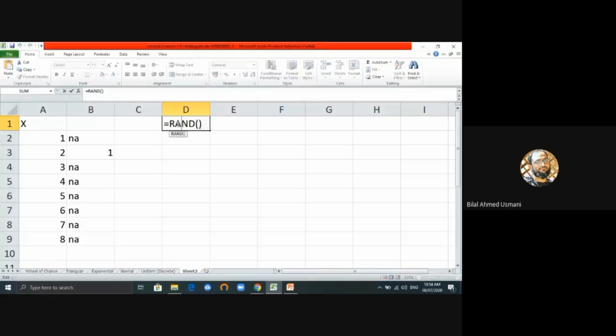If I refresh it again and again, you can see that I will get different random numbers, and on the basis of these different random numbers, I can recalculate the events again and again. You all have this sheet uploaded, I think I did it yesterday. So is this understandable now, or is there any question?